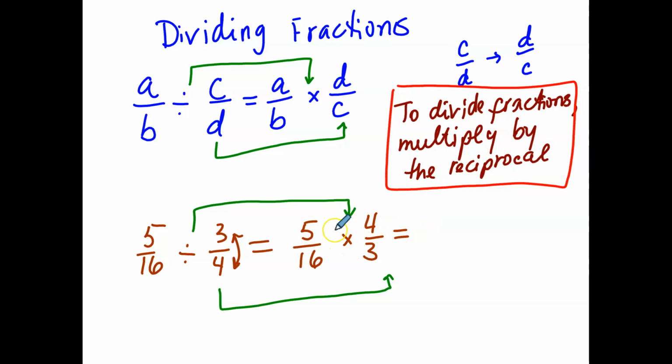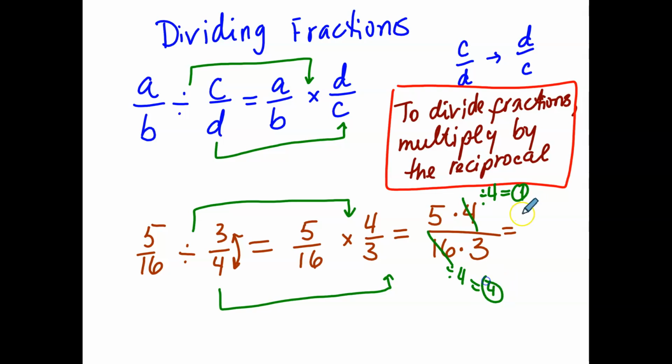Now we can use the rule for multiplication and multiply numerators. 5 times 4 divided by multiply denominators, 16 times 3. Wait, before we multiply, let's see if we can reduce anything here. I can see that 4 and 16 can be reduced by 4. We can divide both of these numbers by 4. 4 divided by 4 is 1. 16 divided by 4 is 4. Now we multiply 5 times 1 divided by 4 times 3, which is equal to 5 over 12.